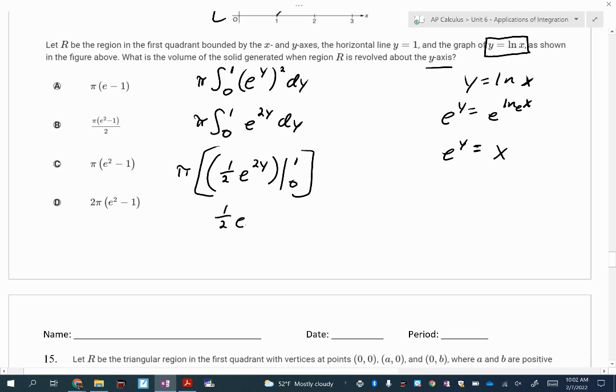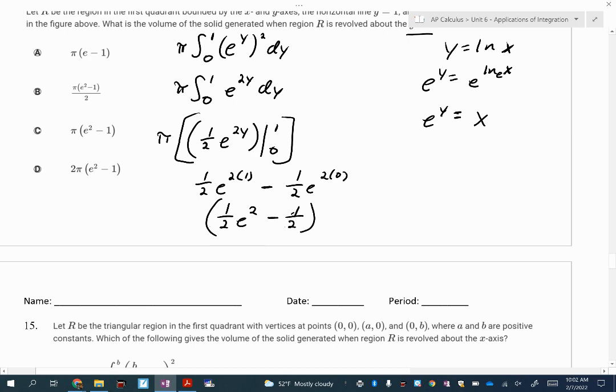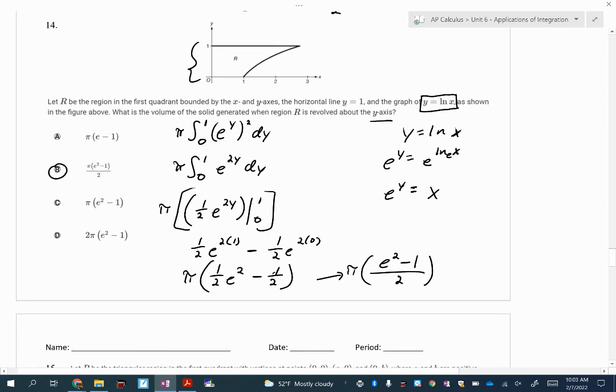So I have 1/2 times e to the second power times 1, minus 1/2 times e raised to the 2 times 0 power. That's going to be 1/2 e squared minus, and anything to the 0 power is 1, so this is minus 1/2. All of this is multiplied by pi. So this is my answer. If you wanted to clean it up a little bit, you'd have e squared minus 1 over 2, and then all of that times pi. That gives me letter B. So 14 is letter B.